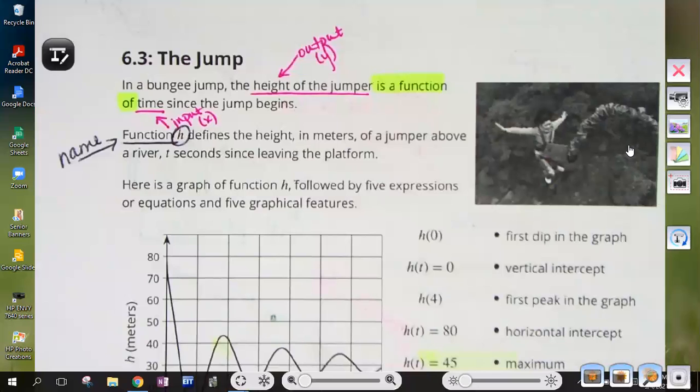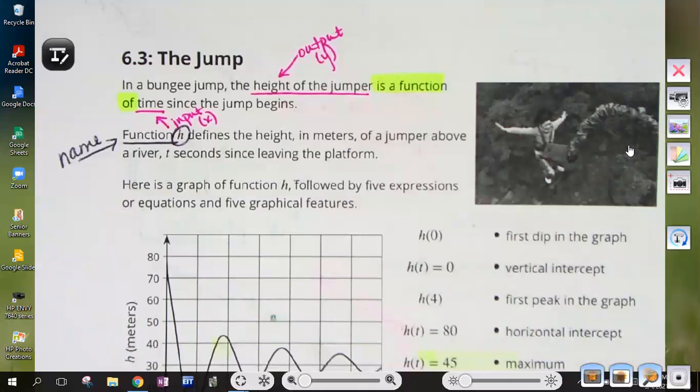You fall and then you stop? No, what happens? You come back up. Then what happens? You fall back down and then slowly, what happens? You kind of stop and you're just hanging there.